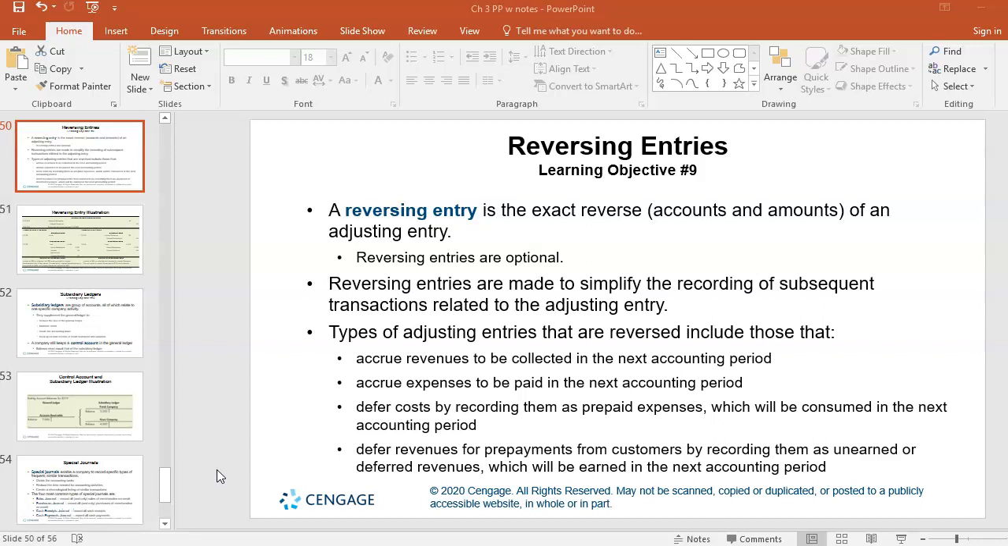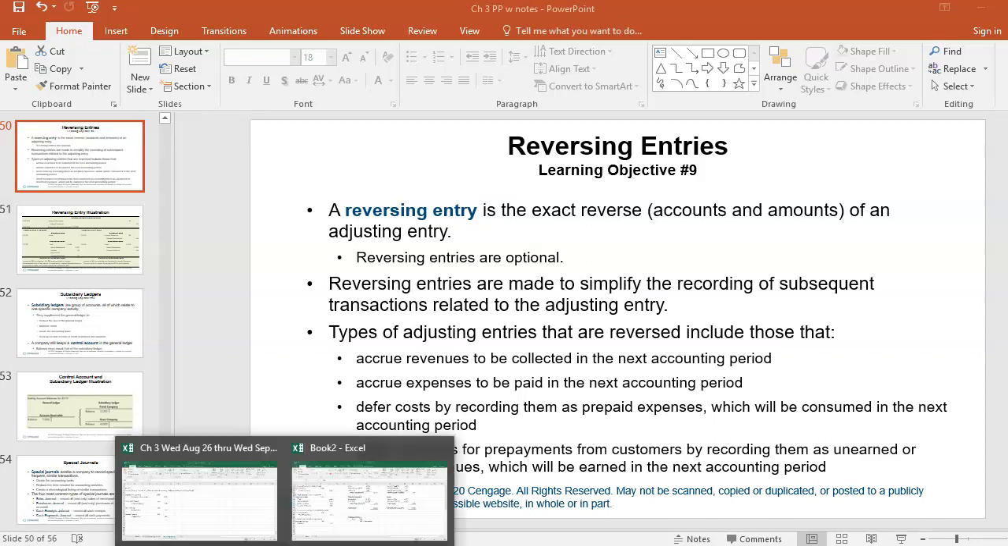We'll be discussing reversing entries and special journals. So, you probably haven't done reversing entries before. We did not do them in 2301 here, so I doubt that you have seen them. If you recall, at the end of a period, actually let me go over here to Excel.